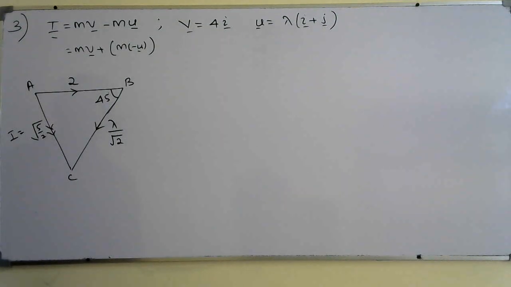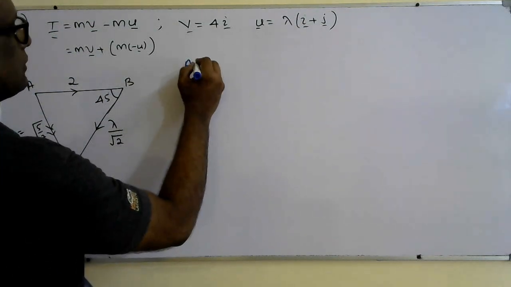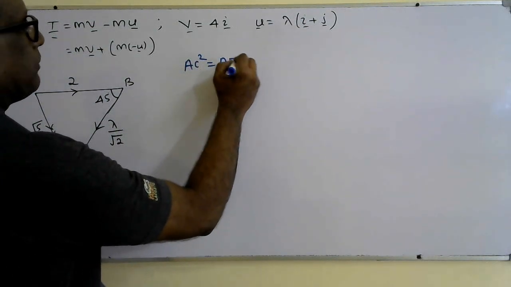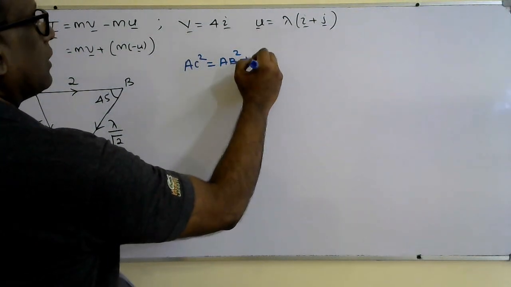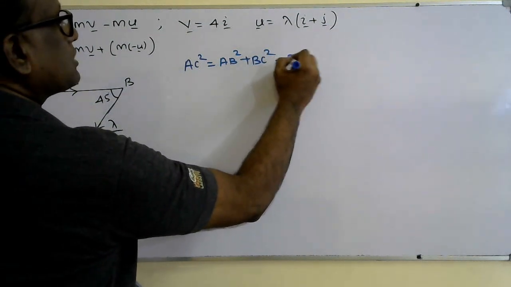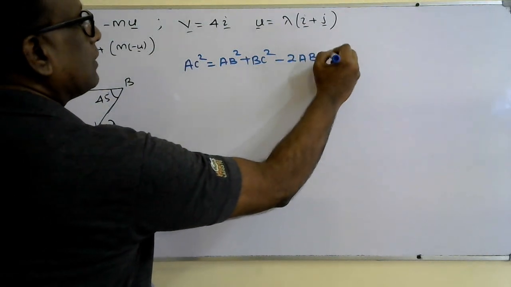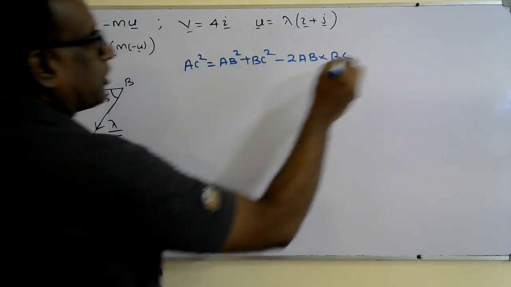Okay, I drew the diagram again, a little bigger. Now we can use the cosine rule, that is AC squared is equal to AB squared plus BC squared minus 2 AB BC cos 45.